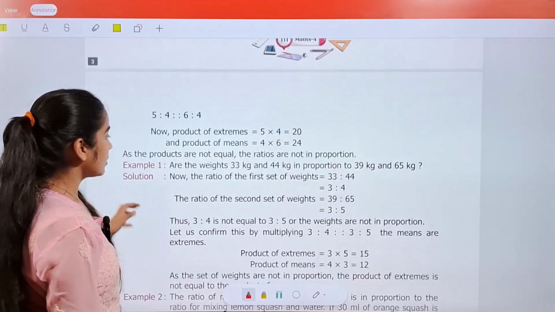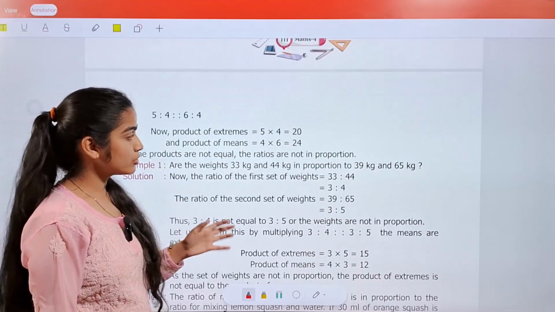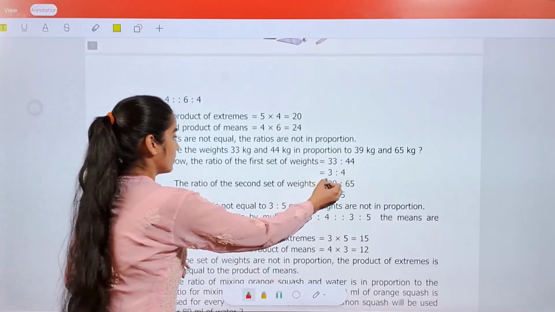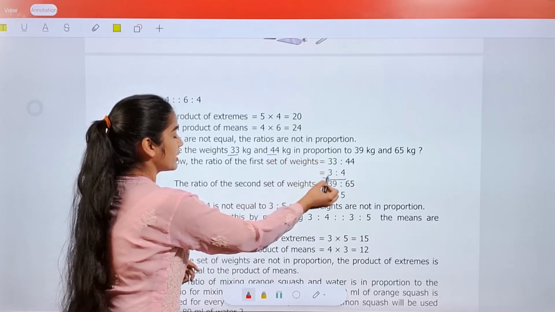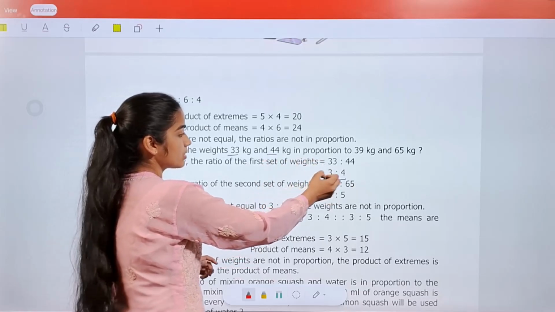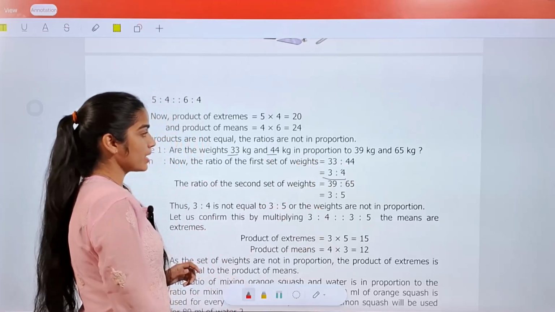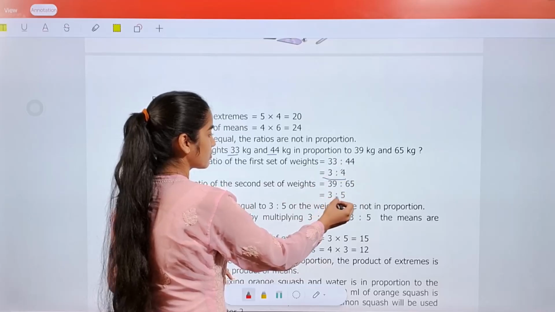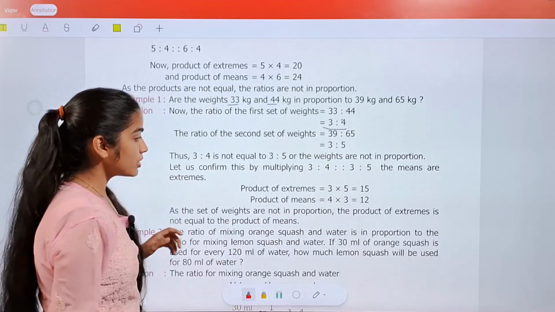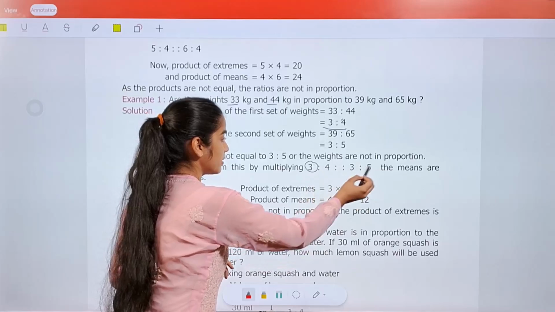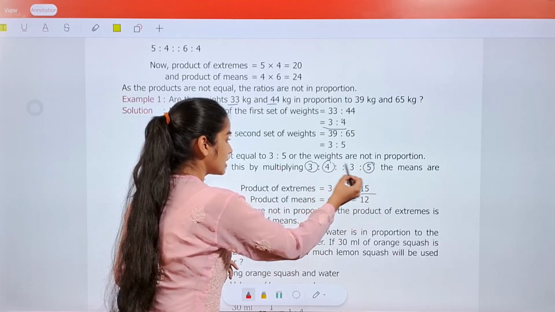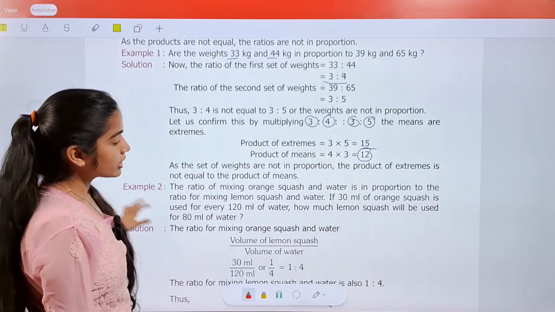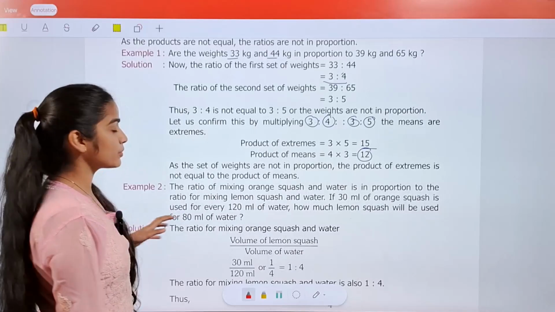Are the weights 33 kg and 40 kg in proportion to 39 kg and 65 kg? Now the ratio of the first set is this, 33 to 44. We will simplify with the table of 11. 33 comes on the third place, 44 comes on the place of 4. Now 39 to 65. With the help of table number 13, 3 is to 5. So these are the ratios. The product of the extremes is 15. So 3 multiplied by 5, these are the extremes, 15. 4 multiplied by 3 is 12. So this is the mean. As the sets of weights are not in proportion, the product of the extremes is not equal to the product of the means.